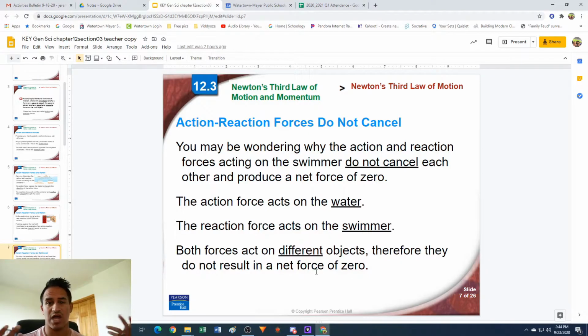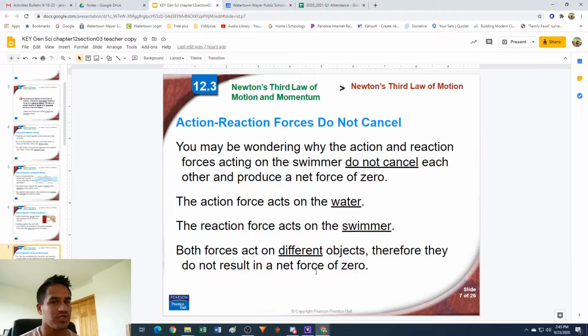If you have two forces, opposite direction, equal in size, they should cancel each other out. The key thing to note here is that they're not going to cancel each other out because they're acting on two different objects. So in the previous example, you'll notice that the action force is the swimmer pushing on the water. The reaction force is the water pushing on the swimmer. So there are two forces here, but each one is acting on a different object, which means they're not going to cancel out with each other.